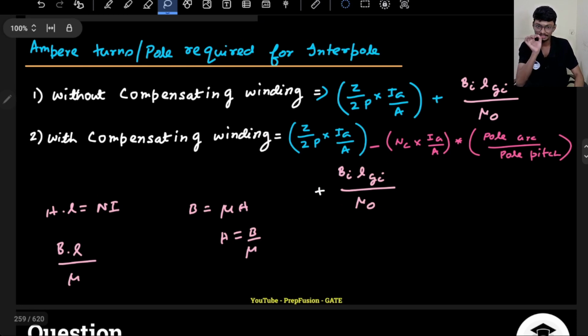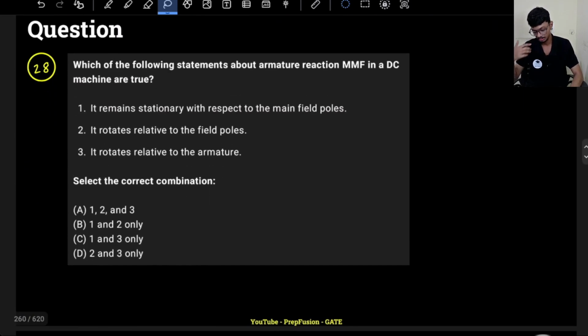So understand conceptually what is happening, don't just mug up the formulas. Okay, so we have understood whatever is happening conceptually. I hope it is clear. So now let's do a bit of numericals to understand whatever we have learned. Let's do this first question.